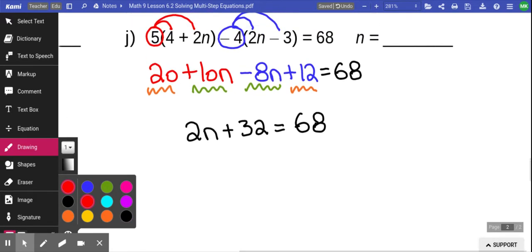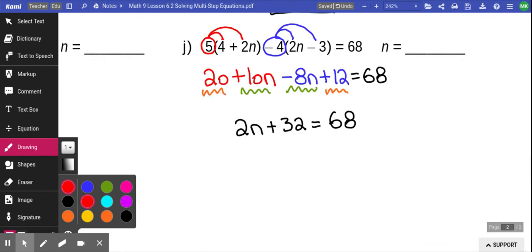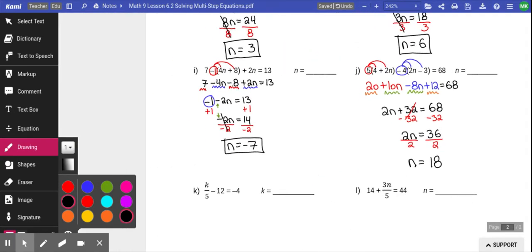Awesome. Now that I've finally got rid of the brackets and collected my like terms, I can start solving. I'm going to subtract 32 from both sides because that's the opposite operation. I reorganize my work, so I have 2n equals 36. Then I divide both sides by 2. That gives me n equals 18, which is my final answer.